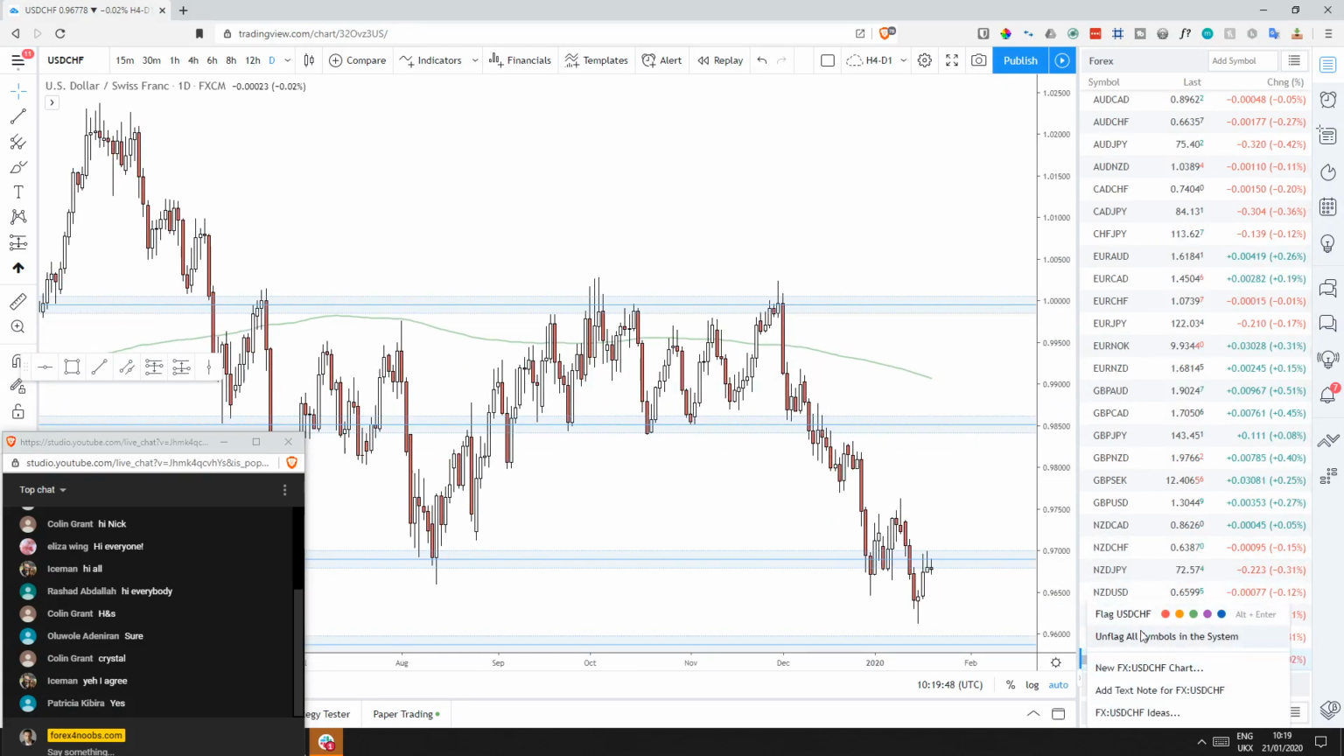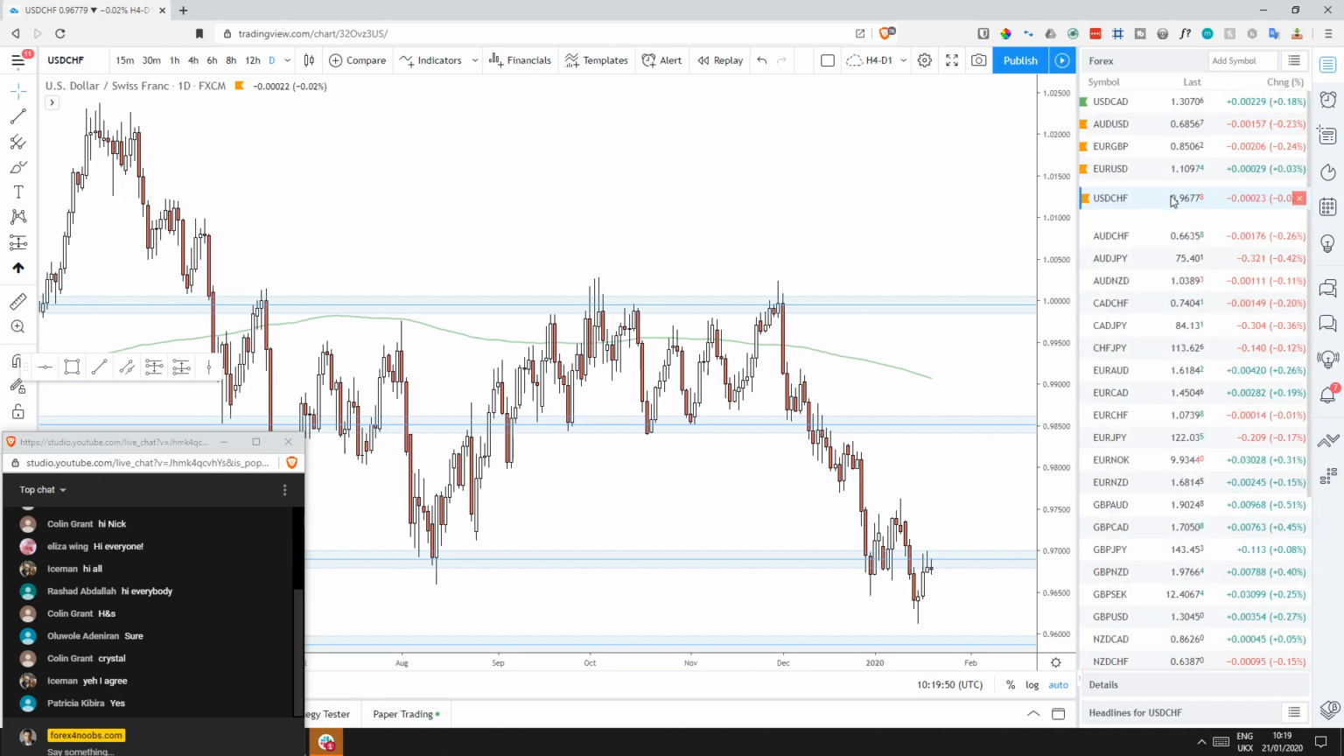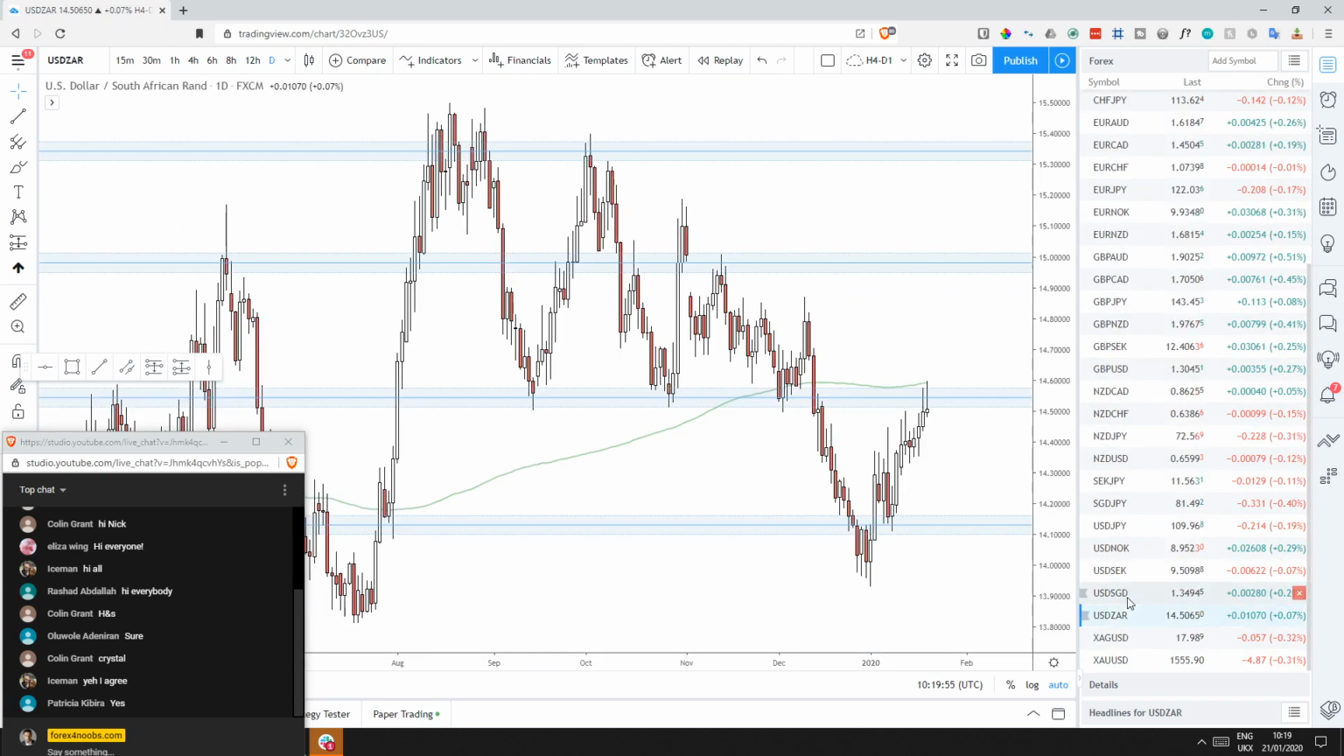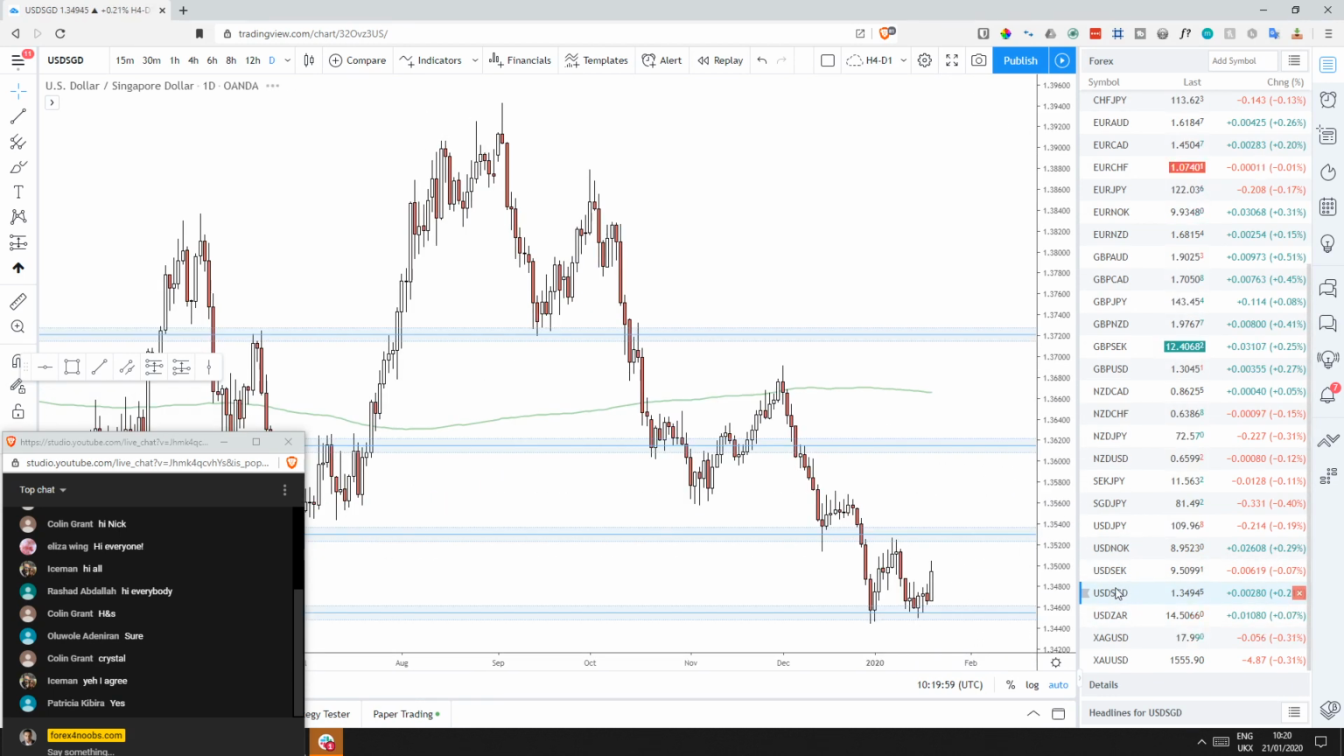Potential short here on USDCHF with the trend. I'll explain that more in a sec. Let's just finish up looking at these potentials.